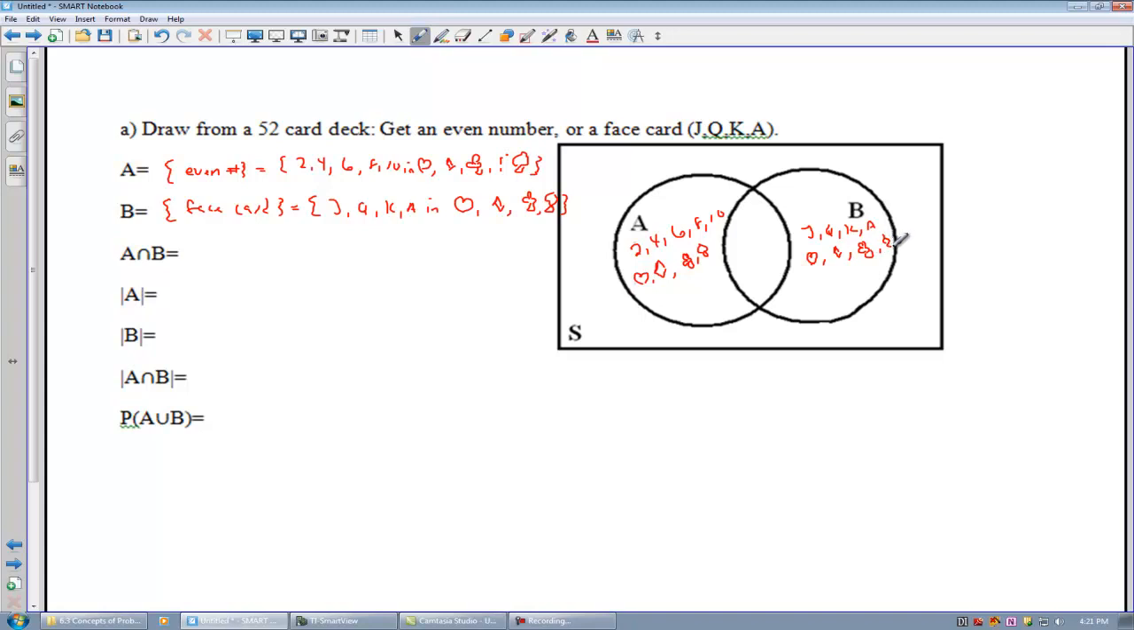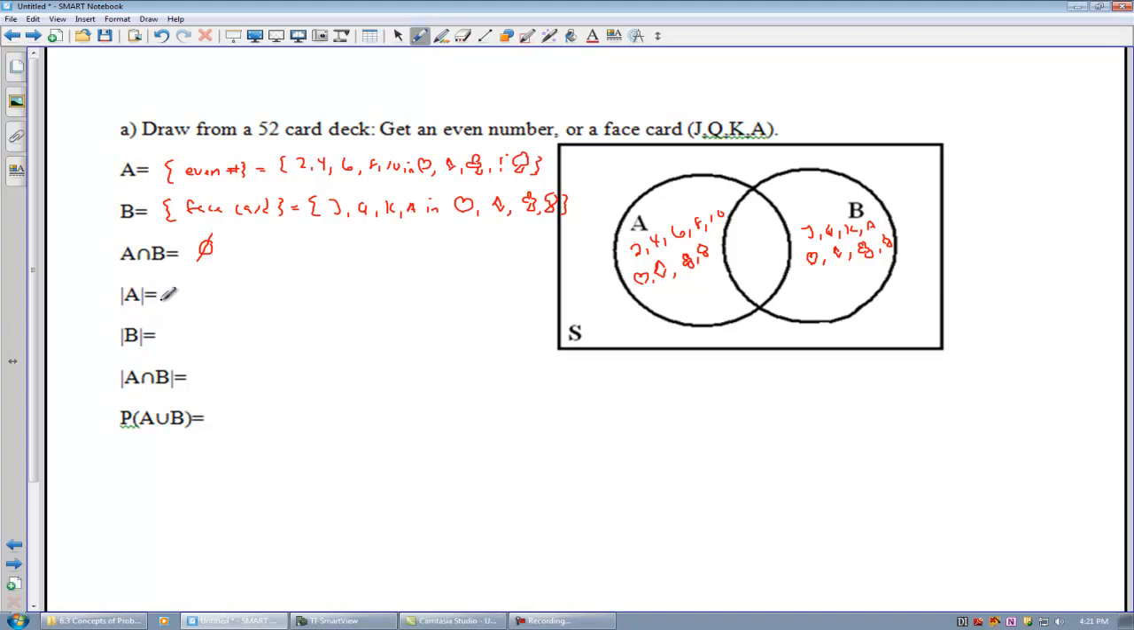And the thing you want to see here is that there's nothing in this intersection, right? Because face cards aren't considered even numbers, nor are even numbers considered face cards. So in the intersection, if we want to be fancy, we can just write this symbol, the empty set, a 0 with a line through it.